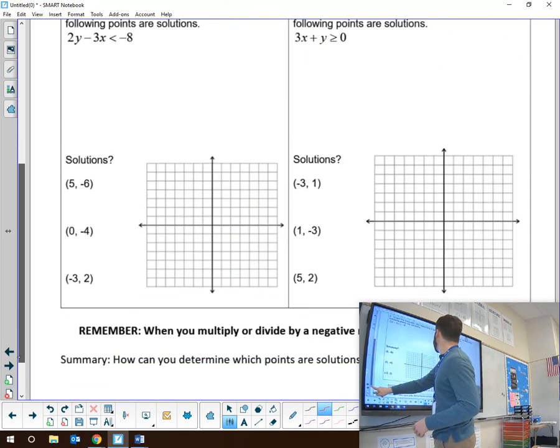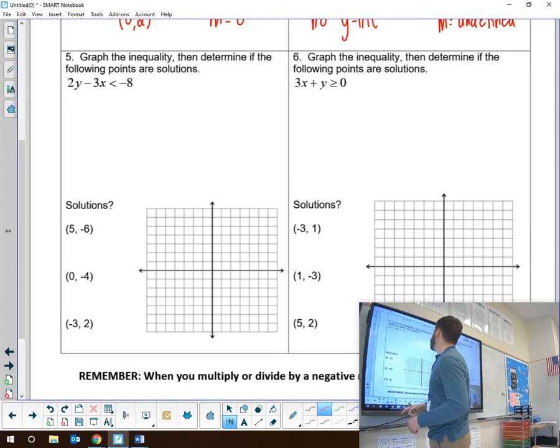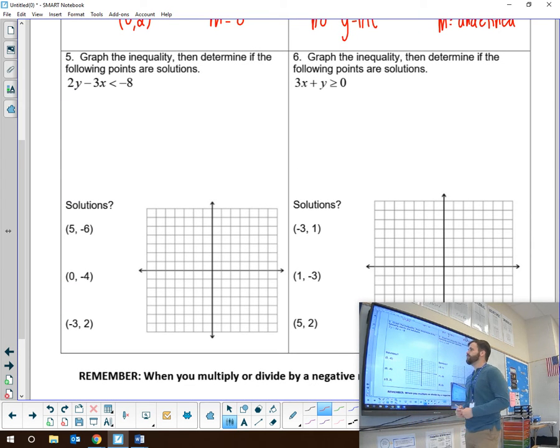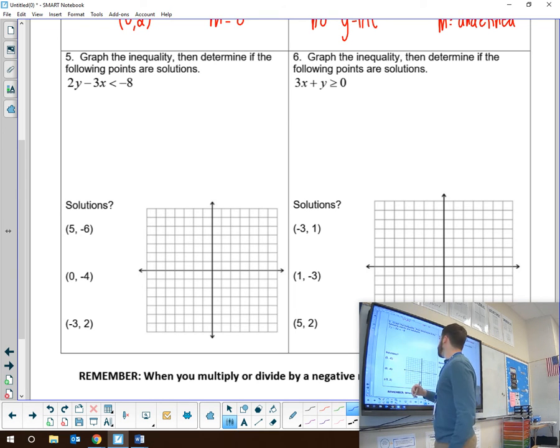All right, our last two problems here, number 5 and number 6. This time we have an extra step. We're going to graph the inequality, but then, once we're done graphing it, we're going to determine if the following points are solutions. Okay, so let's see here. Number 5. Let us first solve for y. So my first thing I'm going to do is I'm going to add 3x to both sides.